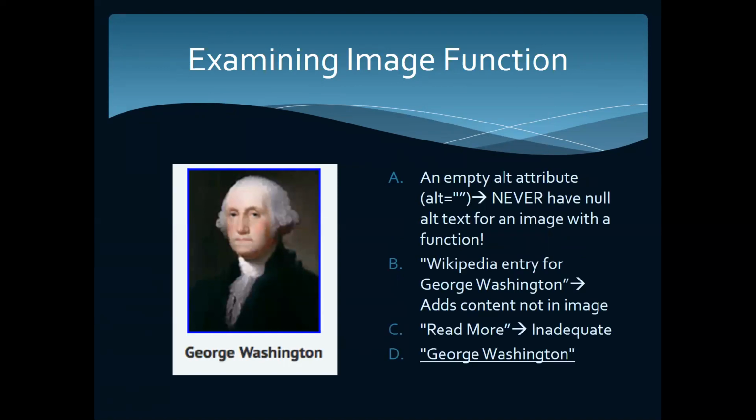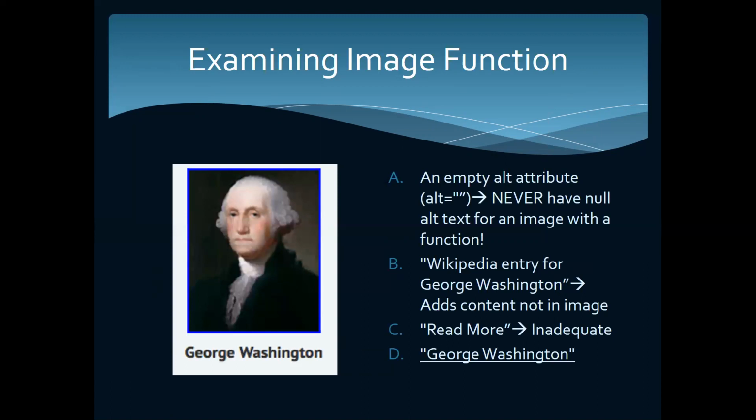We believe that option D, George Washington, is likely the best choice. While the words George Washington in the alt attribute are redundant with the text that follows, in this case, the redundancy is necessary to adequately describe the function of the image. Option A, the empty alt attribute, is not adequate.